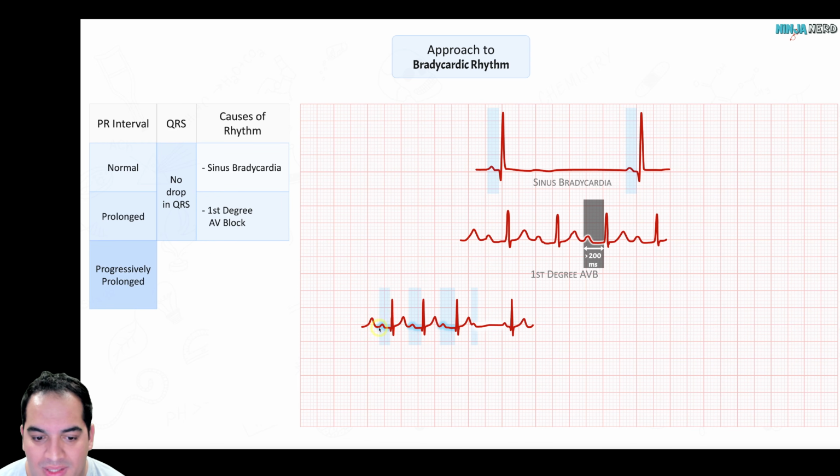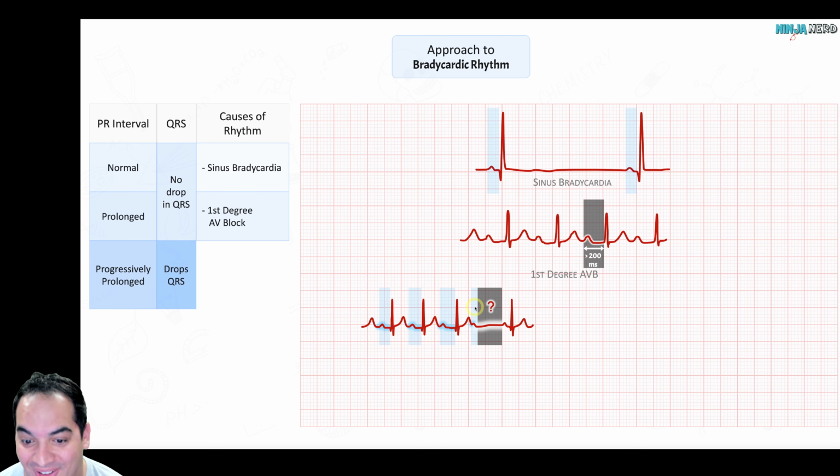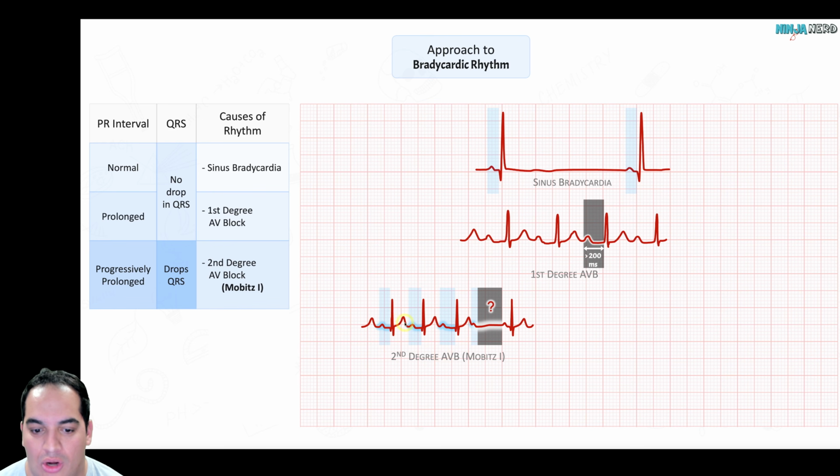Go to the next thing. The PR interval seems to be getting longer every single time. So it gets longer, longer, longer. And then here's the P wave, but then look what happens here. I don't have a QRS complex. I drop my QRS complex. So this one is prolonged and getting progressively longer, and then I drop a QRS. These are not the same. This is a second-degree AV block, Mobitz 1. It's longer, longer, drop. You have a Wenckebach.